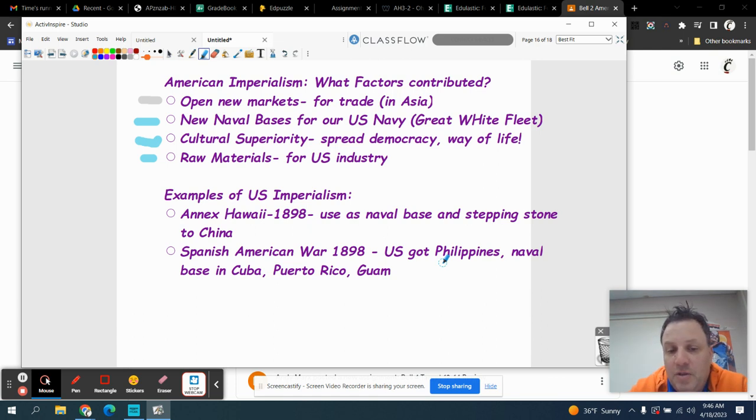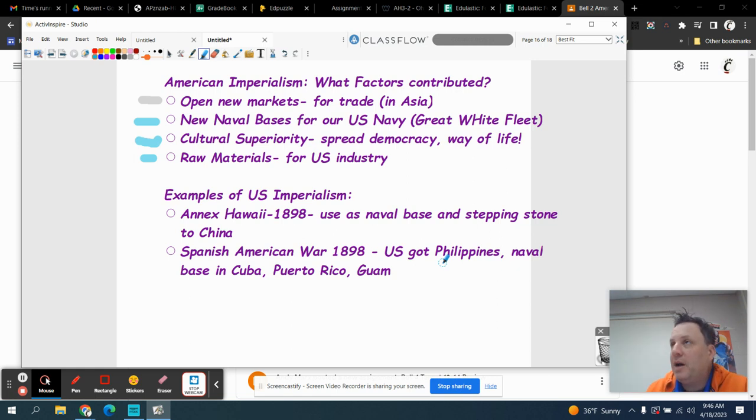Okay. So after the Spanish-American War was fought, we took over Spanish territory in the Philippines. We established a naval base in Cuba. We took over Puerto Rico and Guam. So America had holdings in those territories as well.